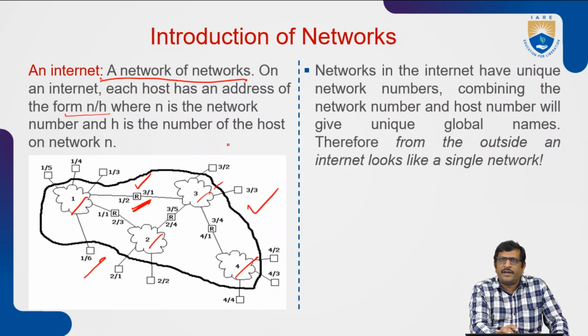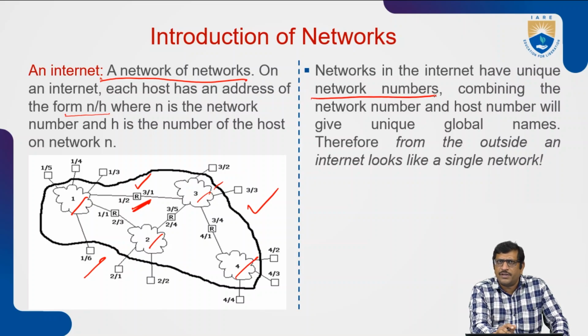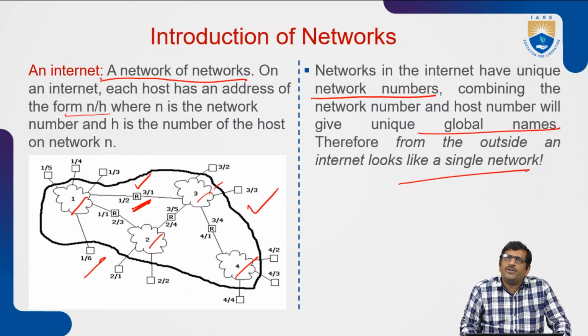Networks over the internet have a unique network number. The network numbers are unique, like 1, 2, 3, and the same network number is not repeated over the internet. Combining the network number and the host number gives a unique global name. Therefore, from the outside, the internet looks like a single network. So this is about the internet.